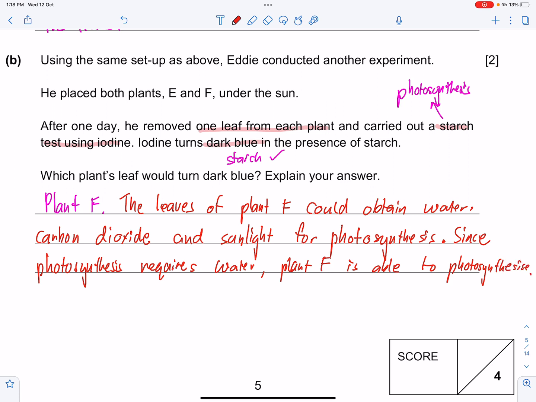So the idea is that, firstly, it is able to obtain the ingredients, or the items needed for photosynthesis. The second thing is, since it's able to obtain water, it is able to photosynthesize, producing starch. Okay?